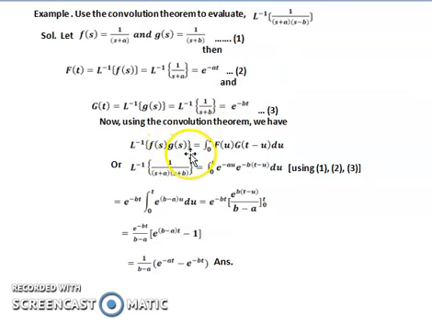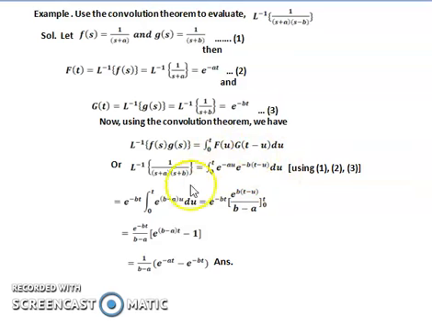So L inverse of F(s) into G(s) equal to integration over 0 to t f(u) g of t minus u du. So 0 to t as it is. What is f(u)? See, here the value of f(t) was given as e to the power minus at, so what will be the value of f(u)? e to the power minus au. We put u in place of t, so it becomes e to the power minus au. Now g of t minus u, because g(t) is given, g(t) is e to the power minus bt, so g of t minus u becomes e to the power minus b of t minus u. So here e to the power minus b of t minus u du.